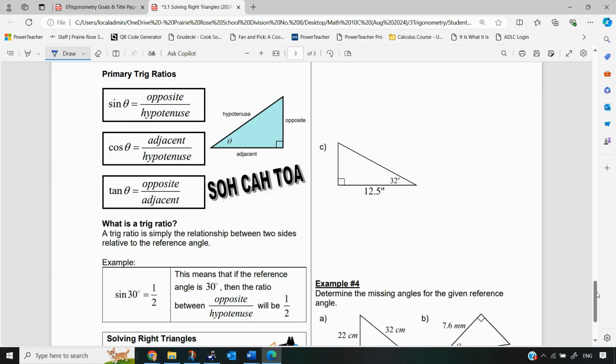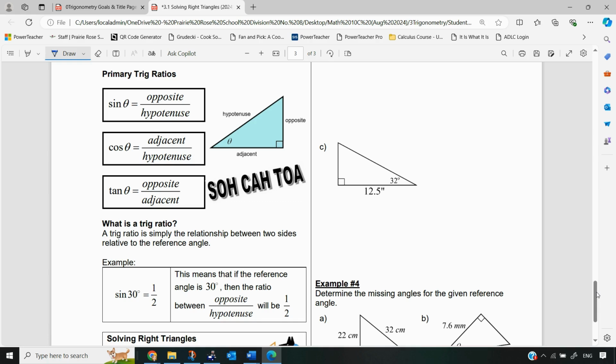So whenever we're writing our ratio, we have to write sine and there needs to be an angle with it. If you don't know the angle, you would put the angle symbol. If you do know the angle, you would write that measurement. So sine of the angle is opposite over hypotenuse, cosine of the angle is adjacent over hypotenuse, and tan of the angle is opposite over adjacent.